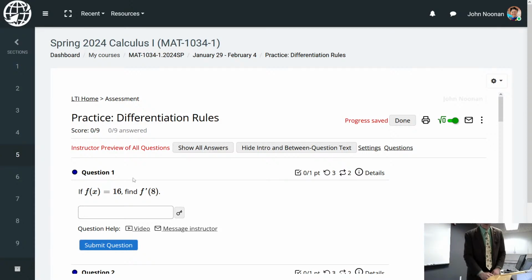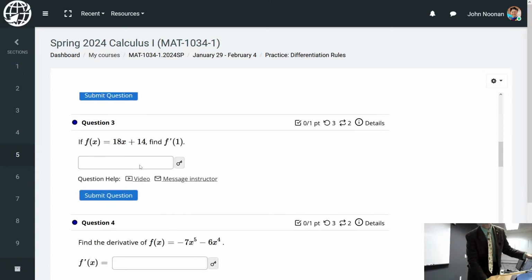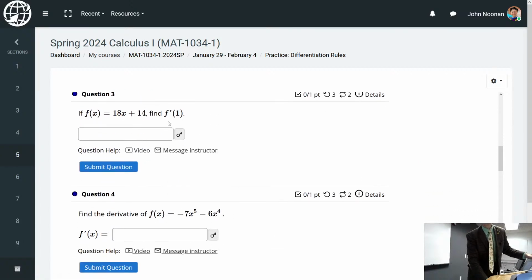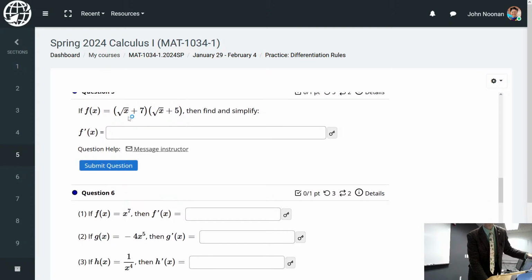But notice what we have here. I'll even do this one for you. F of x equals 16, the derivative is 0. It doesn't matter that we're looking for the derivative at 8, still 0. X to the 20th, you know the rule now. I'm not going to do that one for you. Look at this. These are so easy now. You can do them in your head, can't you? The answer there is 18. This one, yeah, I could do this one in my head as well. Super quick.